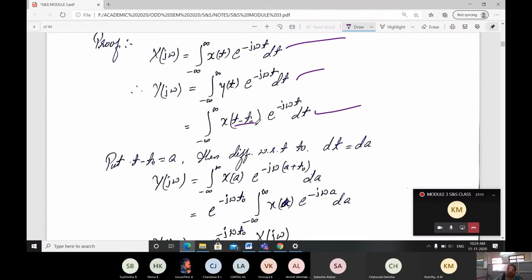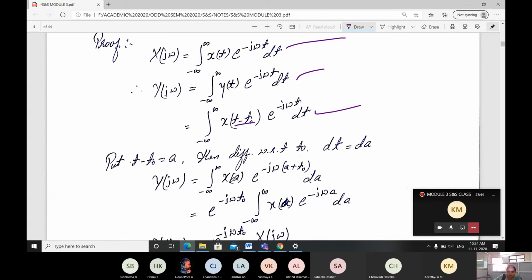What you have to do is put t minus t naught equal to a. Here it is preferred to use a, but you can take any other variable. Then differentiating, I will get dt equal to da. Because the limit is in terms of infinity range, it is not going to change here. It is equal to the integration from minus infinity to plus infinity. What we substituted is t minus t naught as a.